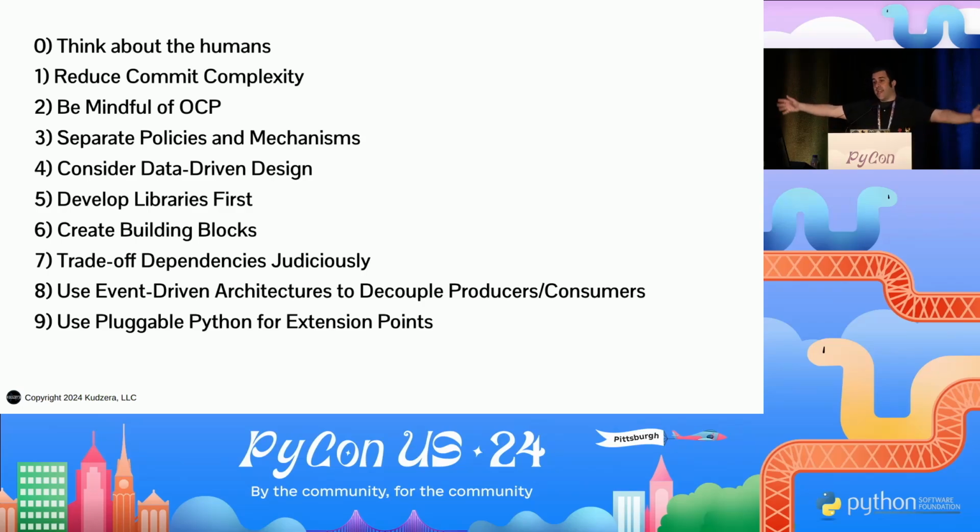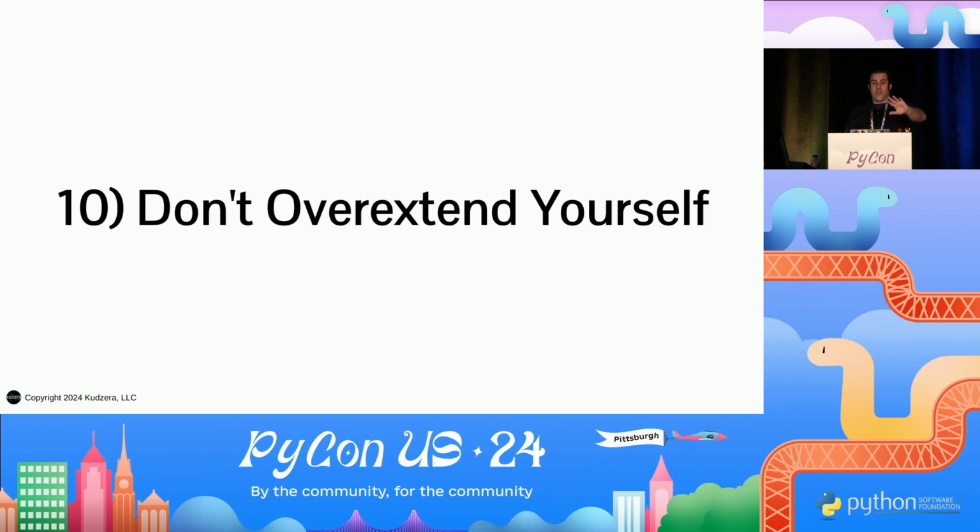I've talked about 10 topics today. I hope you think of all these. Number 0 is I think the most important. Think about the humans, because if we're not thinking about them, we're not going to do any of these other things. I'm going to leave you with one last one. Don't overextend yourself. It's very easy to say, yep, I learned about extensibility, I'm going to use it everywhere. No. Use it where it makes sense, where things change often. Otherwise, you'll have a mess. Anyone who remembers design pattern fever of the 90s will know what I'm talking about.